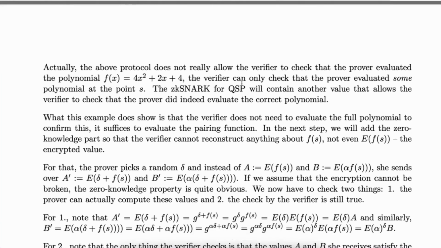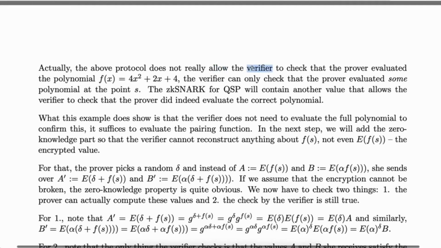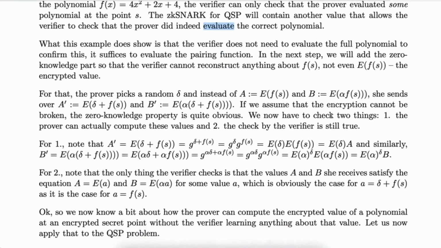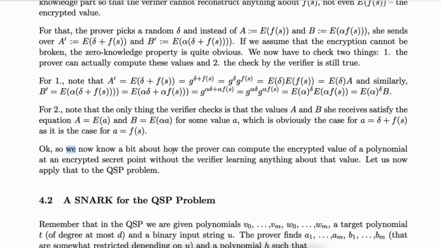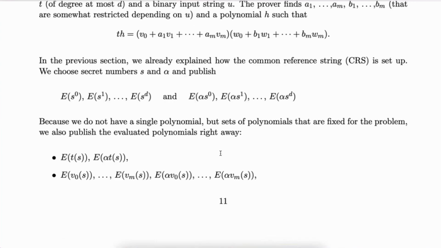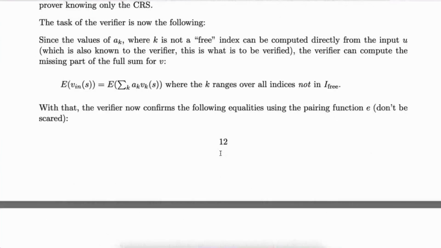Okay, the above protocol does not really allow the verifier to check that the prover evaluated the correct polynomial. The verifier can only check that the prover evaluated some polynomial at point S. So the ZK-SNARK for QSP will contain another value that allows the verifier to check that the prover did evaluate the correct polynomial. So there's another protocol you have to follow. Now we know a bit about how a prover can compute the encrypted value of a polynomial. This is very helpful actually.